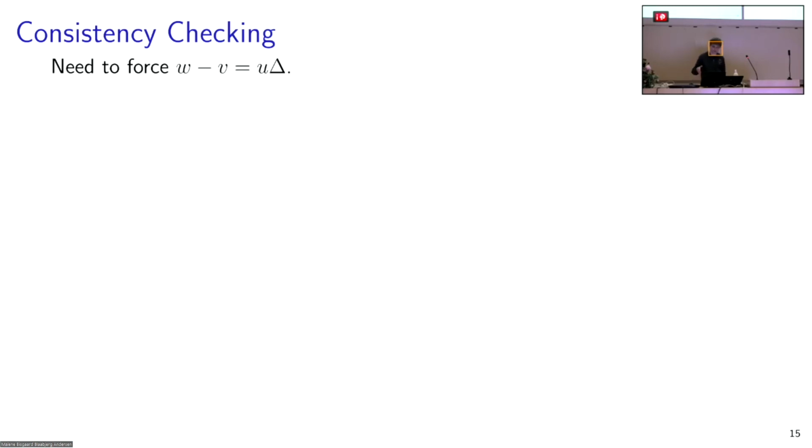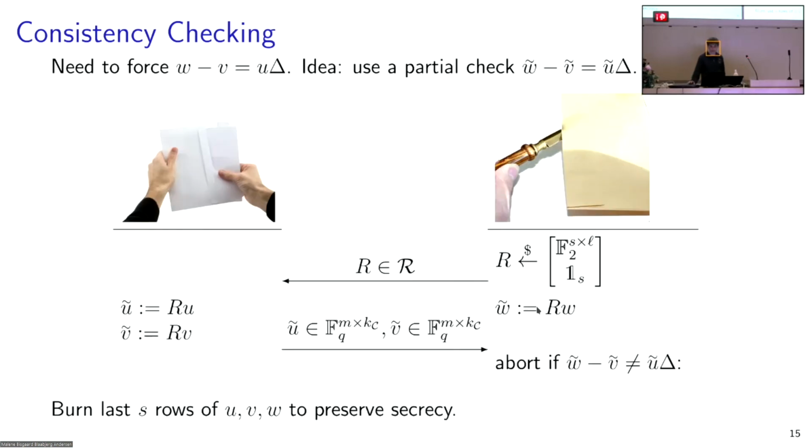The standard fix is consistency checking. So I'll present a simplified version of the SoftSpokenOT consistency check, which is similar to the OOS consistency check. In a consistency check, part of the correlation is revealed and checked to be consistent, while the rest is kept secret to be the actual real output. More precisely, multiplication by a matrix preserves this correlation property that we're trying to build.